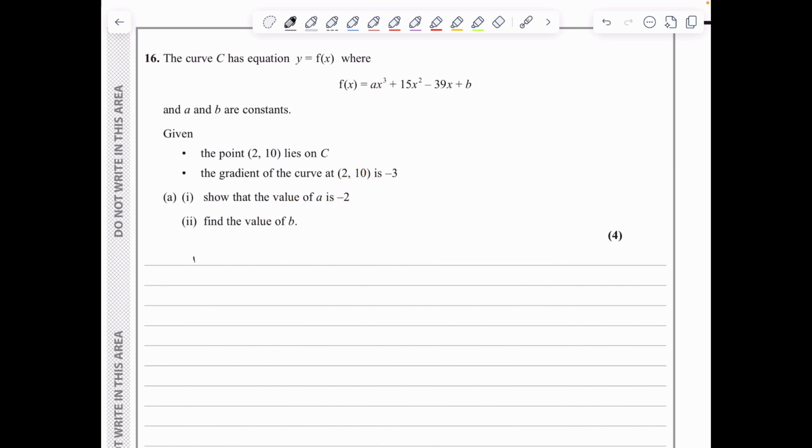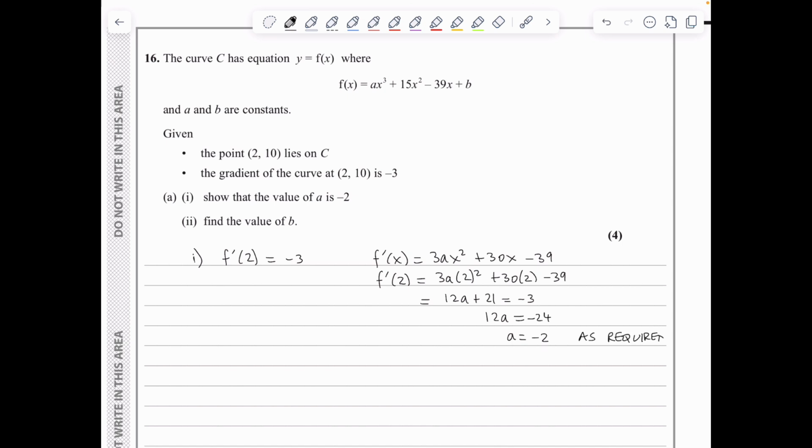Well, I will start with the fact that the gradient at x is 2, so f dash of 2 is negative 3. I will find an expression for f dash of x, so it's going to be 3ax squared plus 30x minus 39. I will evaluate this at x is 2, which is giving me 3a times 2 squared plus 30 times 2 minus 39. So we're looking at 12a plus 21, and we know that this is equal to negative 3. So 12a is negative 24, and we arrive at a is negative 2 as required.